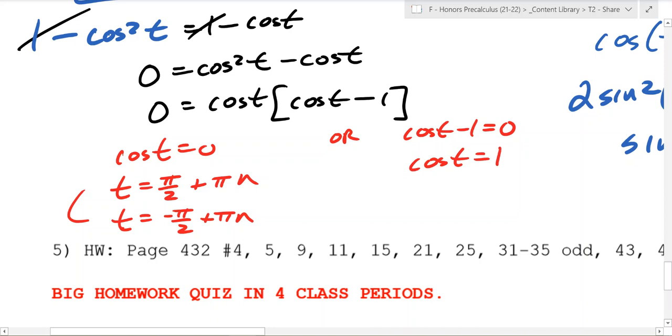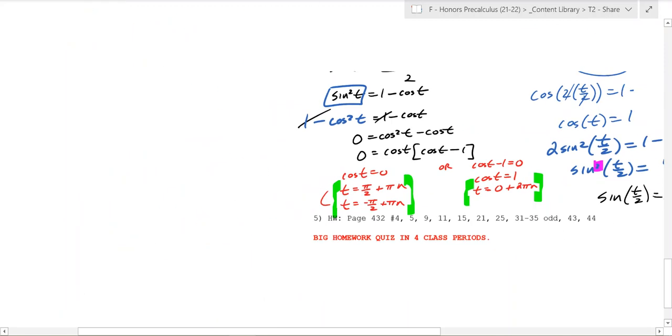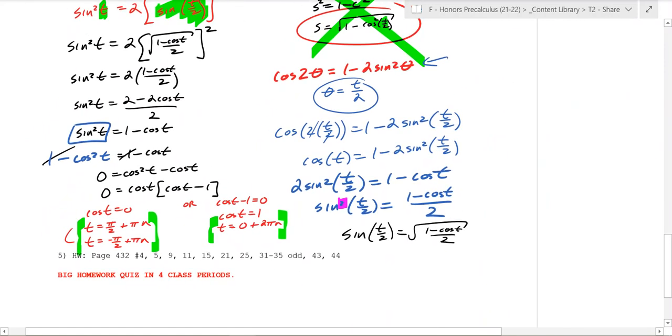When is cosine equal to 1? The only place cosine is equal to 1 is when t is equal to 0. So it's going to be 0 plus 2 pi n. Positive and negative 0 is 0. So you have two answers here, one answer there. And there's technically two here, but it really is just one. This is a bunch of work. And this right here is something that's good to know, but this is about as complicated as it gets.